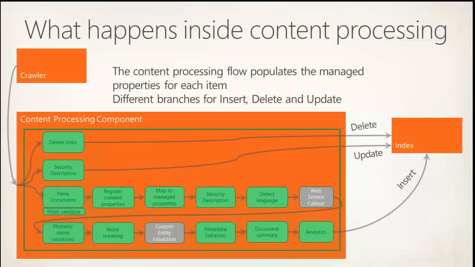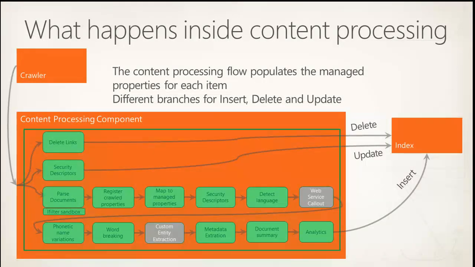Once we have all the possible metadata for the document, that's when we look at the search schema that comes out of the box or that you've defined, and then map everything to managed properties. And from this point on, where the flow is only processing managed properties, we then do some magic to extract or convert security descriptors, and then to do language detection. And I'll skip over the web service callout in this slide, because out of the box, the web service callout is not enabled.